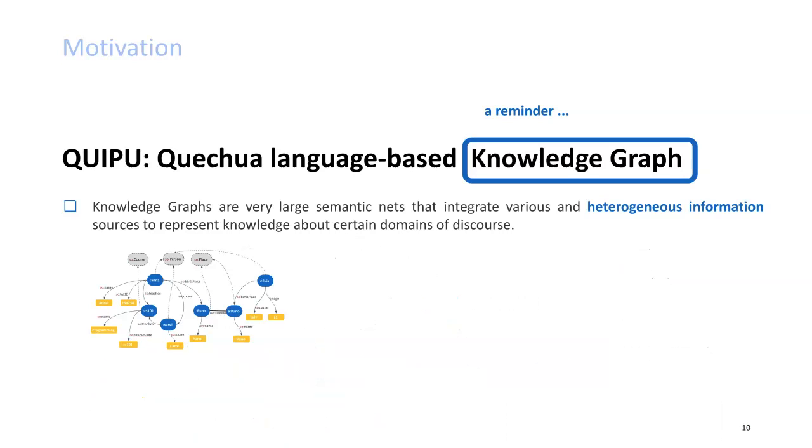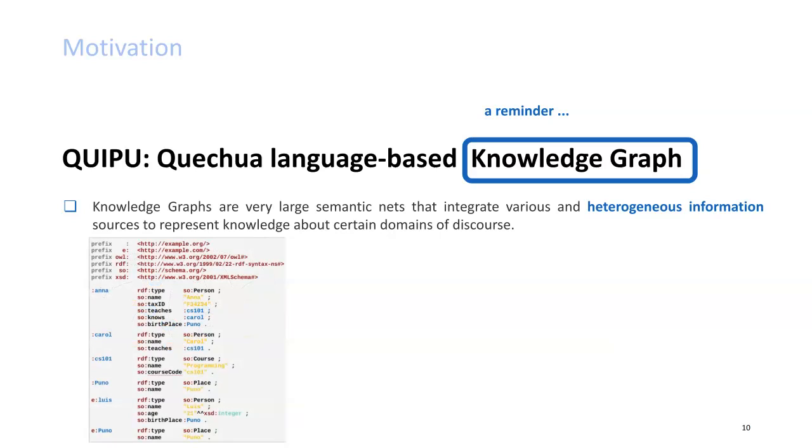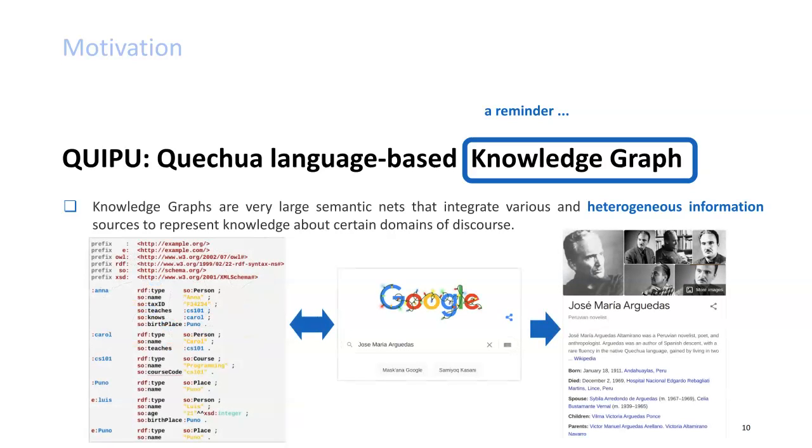These knowledge graphs are a representation that is equivalent to this document, to this file. So this file empowers search engines like Google, and if you look for Jose Maria Arguedas, you will find this small info box.